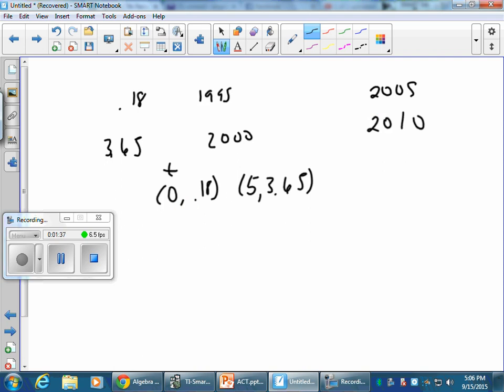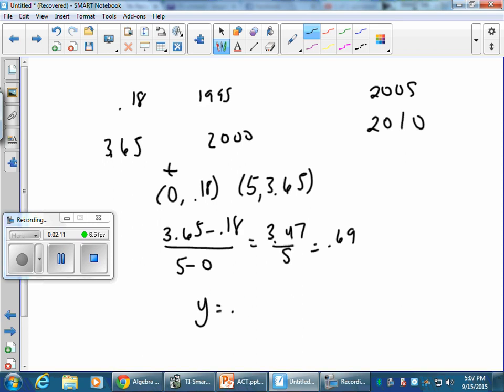All right, so first I've got to find the slope. 3.65 minus 0.18 over 5 minus 0. So 3.65 minus 18 cents is 3.47, divided by 5 is 0.694. So I'll just say 69 cents. I'll round it off. That's the slope, and luckily this is 0. Remember we talked in an earlier video that if you have 0 something, that's your y-intercept. So the equation of the line would be y equals 0.69x, that's my slope, plus 0.18.